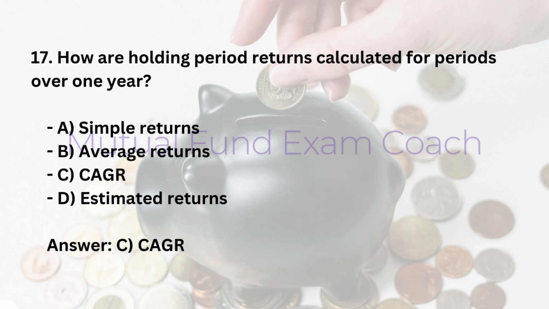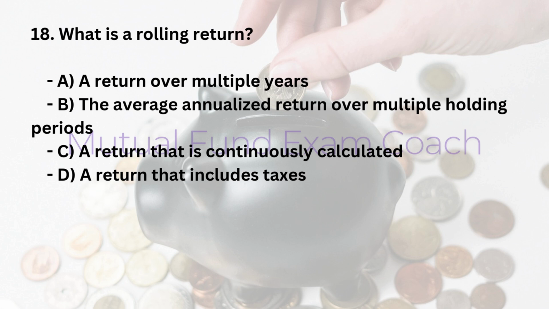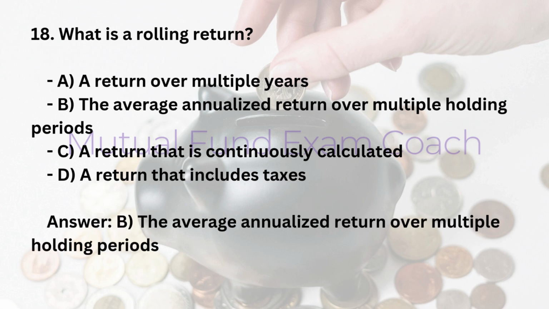Answer: C. CAGR. 18. What is a rolling return? A. A return over multiple years. B. The average annualized return over multiple holding periods. C. A return that is continuously calculated. D. A return that includes taxes. Answer: B. The average annualized return over multiple holding periods.